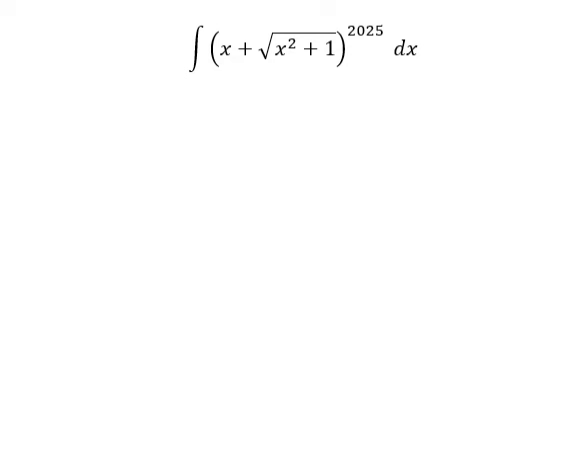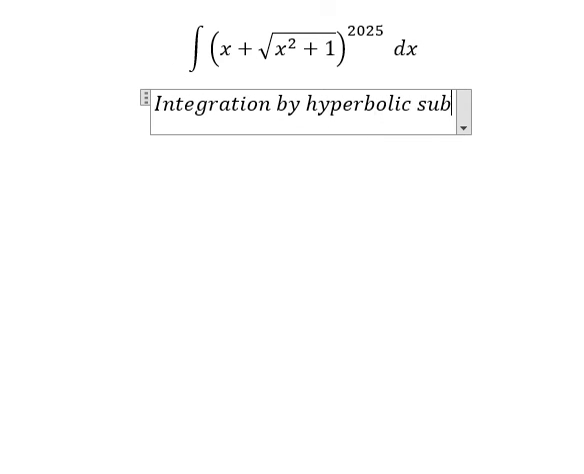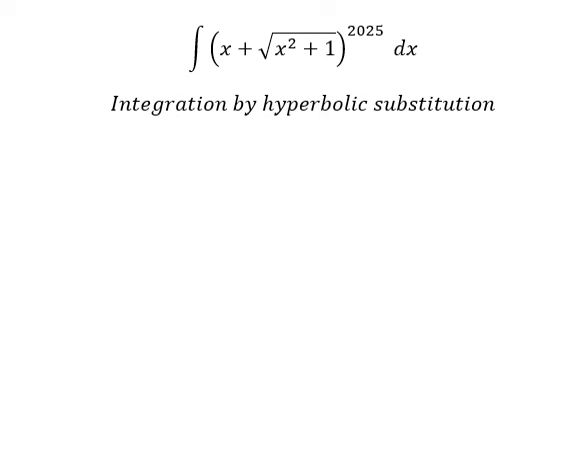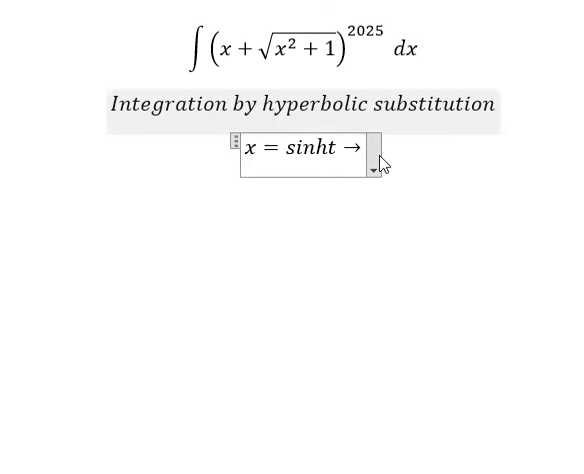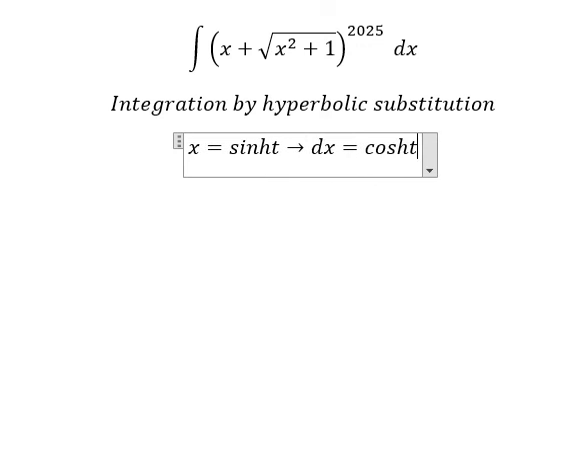Hello everybody, so today I will show you how to find this integral. So we need to use the integral by hyperbolic substitution. So I will put s equals sinh t. Later we need to do first the derivative for both sides, and we have cosh t dt.